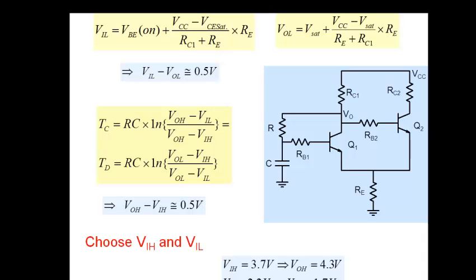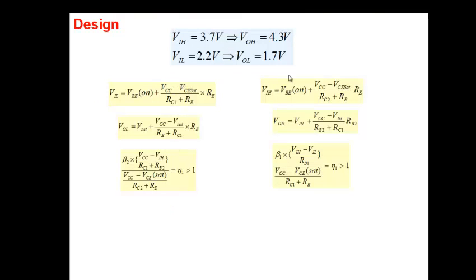You're free to choose different values. So I've chosen VIH equal to 3.7. If you choose VIH equal to 3.7, then V0H becomes 3.7 plus 0.5, so 4.3. And I've chosen VIL equal to 2.2, and so V0L then becomes 1.7. Once you have these values, then you have to go back to these equations.